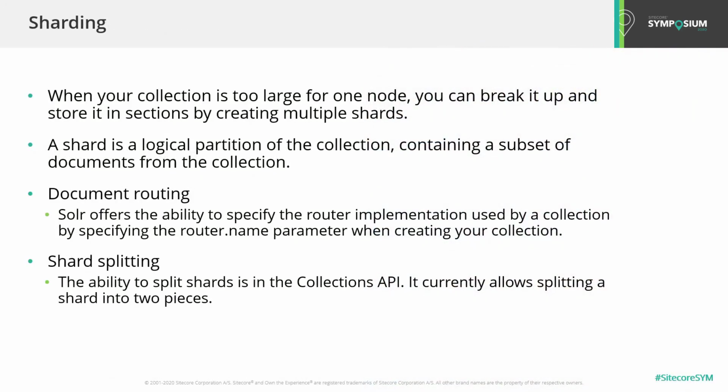Sharding is a key element for performance, so create multiple shards for large collections. A shard is a logical partition of the collection containing a subset of documents from the collection. For document routing, use the router.name parameter while creating the collection. You can also split a shard into two pieces by using the collection APIs.